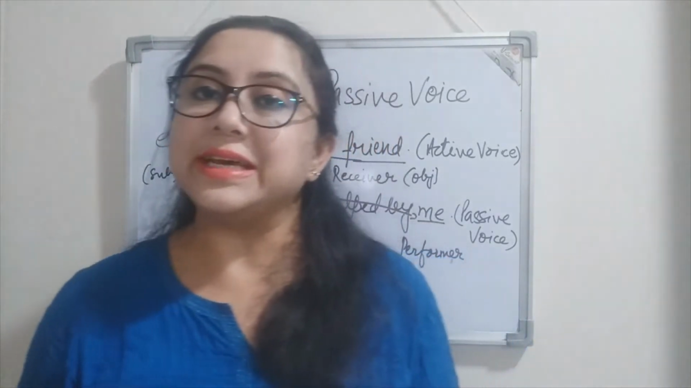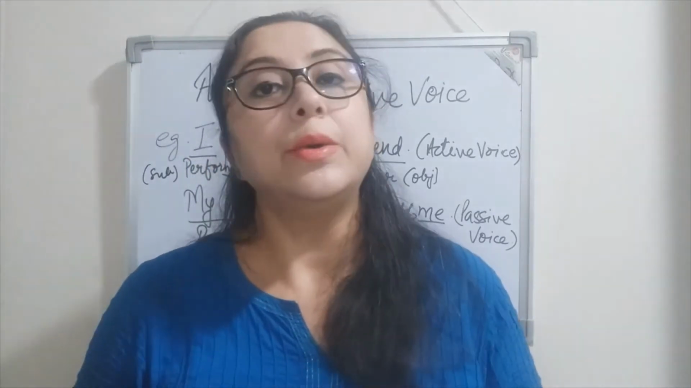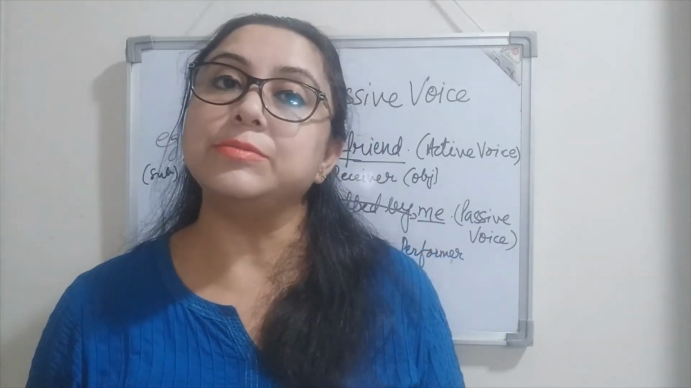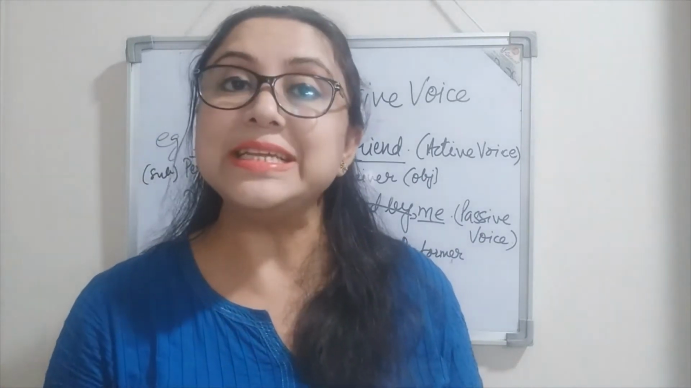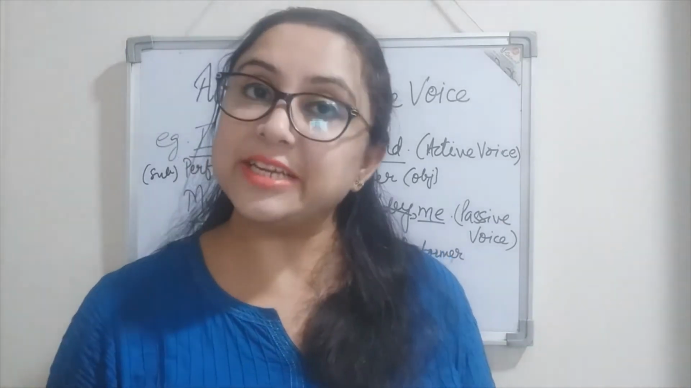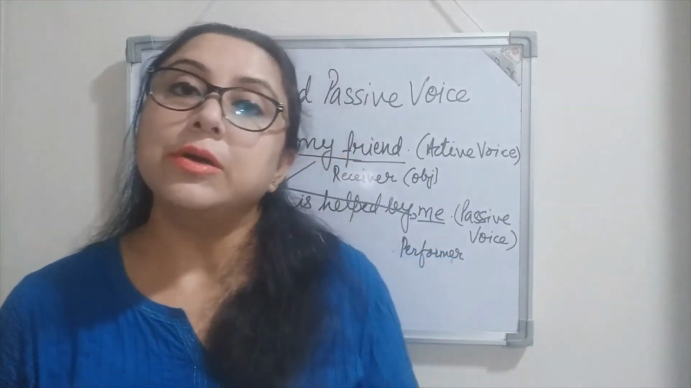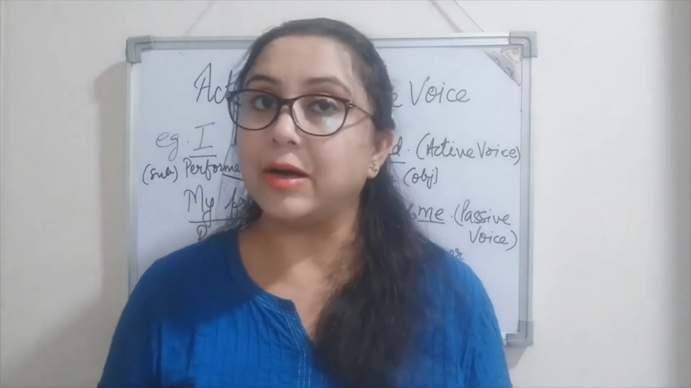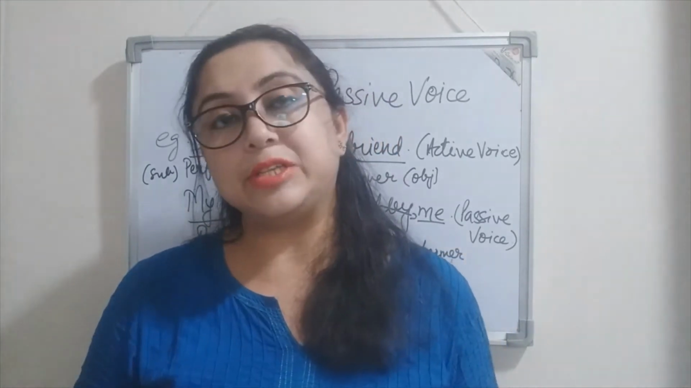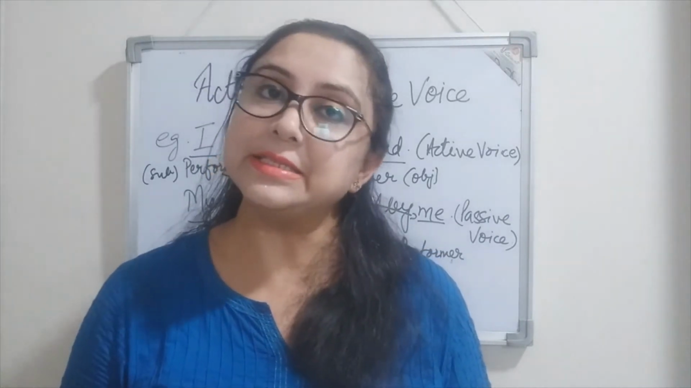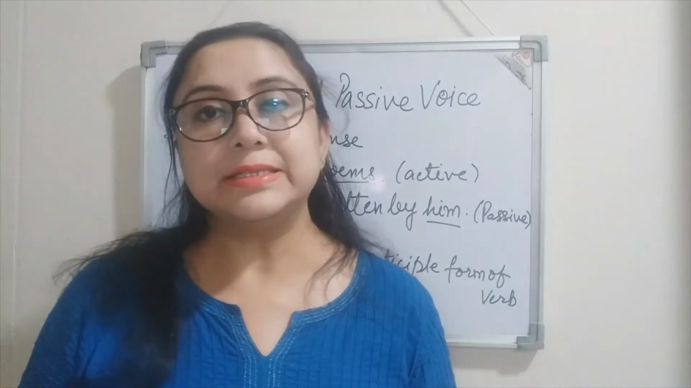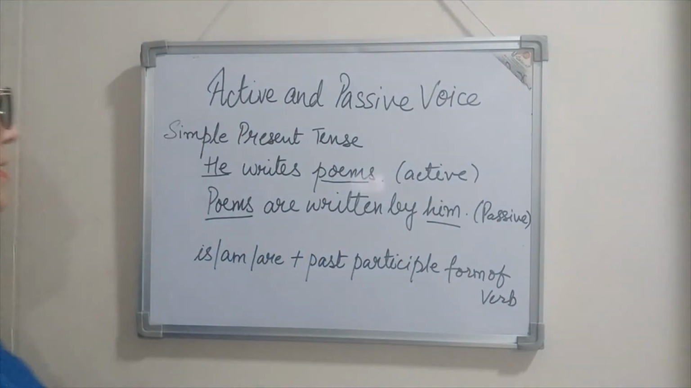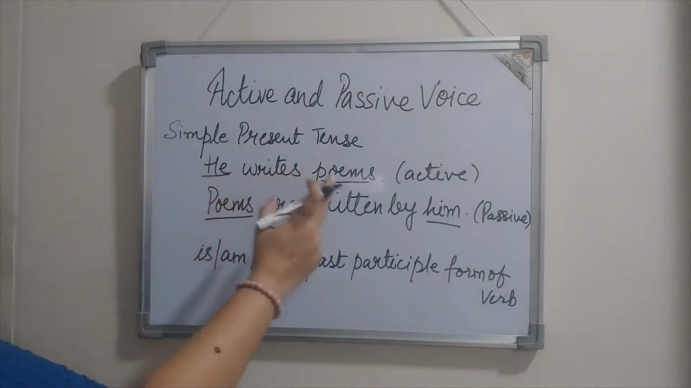Now, in our previous session, when we talked about tense, we read that a verb tense states not only the time but also the state of the verb, isn't it? So we are going to discuss how active voice can be changed into passive voice depending upon different tense forms. So let's start with the simple present tense. Let's see the sentence: He writes poems.